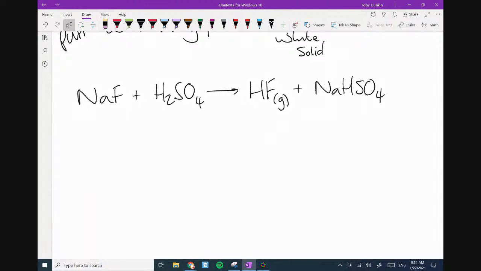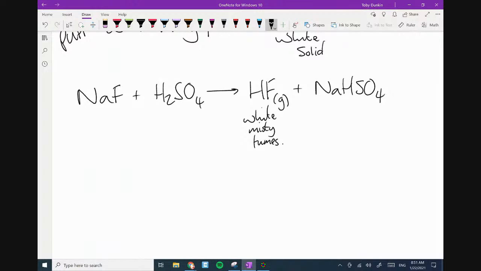Poof. That's the poof right there. White, misty fumes. Just to tell you why I am not allowed to do this one in school, because HF is one of the most dangerous acids in the world. That acid there, the hilarious thing, has a pH of about 4.